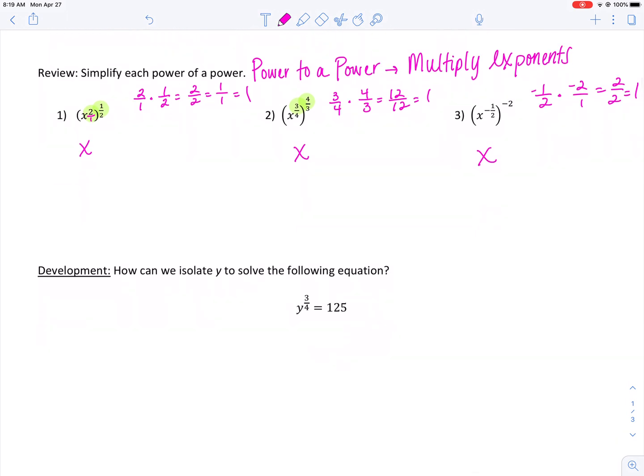Look at the next example. How can we isolate the y to solve the following equation? If we want y by itself, what did we do in that last whole review section to get the x by itself? Make a little note: raise, not multiply, raise to the reciprocal power.